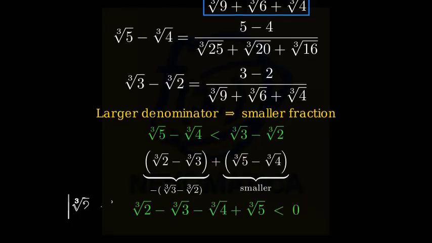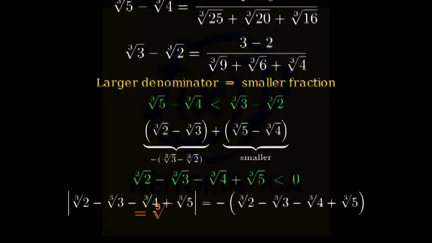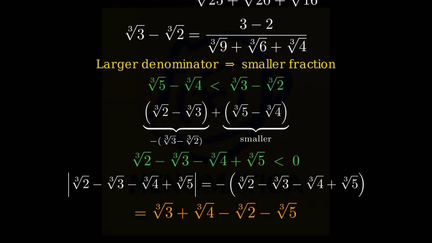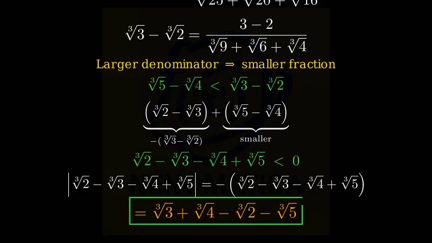Step 6. Because the quantity is negative, its absolute value equals the additive opposite. So we flip the signs. Final answer. The absolute value simplifies to cube root of 3 plus cube root of 4 minus cube root of 2 minus cube root of 5.